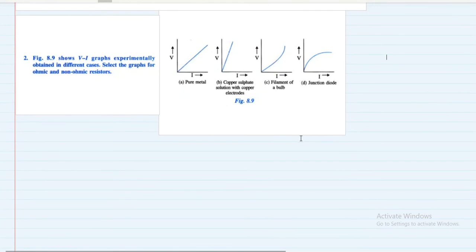So experimentally obtained VI graph values in different cases are shown here. Select the graph for ohmic and non-ohmic resistors.